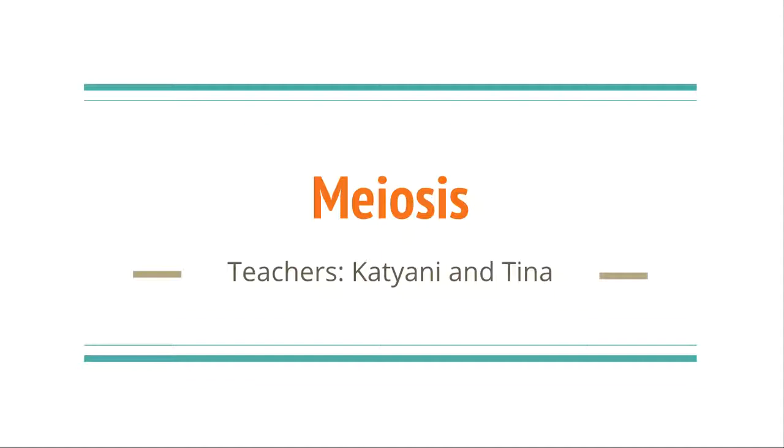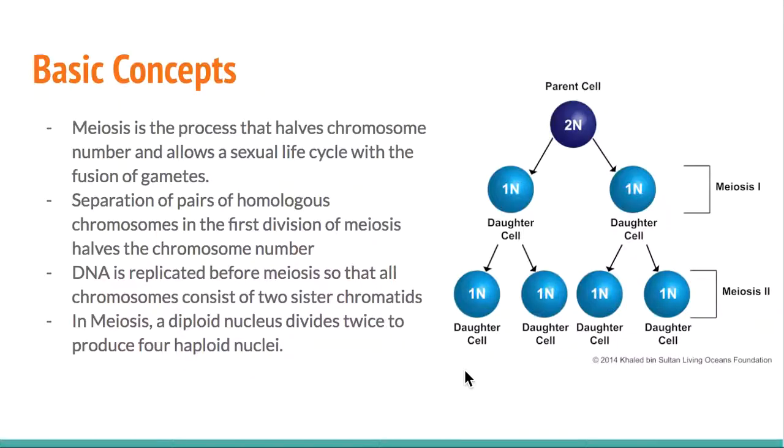This is a very important part of genetics, and it's meiosis, and I'll be walking you through it right now. First of all, we need to know the basic concepts. Meiosis is the process that halves chromosome numbers and allows a sexual life cycle with the fusion of gametes. Separation of pairs of homologous chromosomes in the first division of meiosis halves the chromosome number. DNA is then replicated before meiosis, so that all chromosomes consist of two sister chromatids.